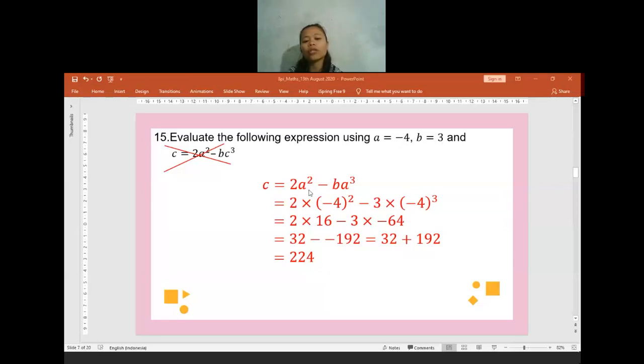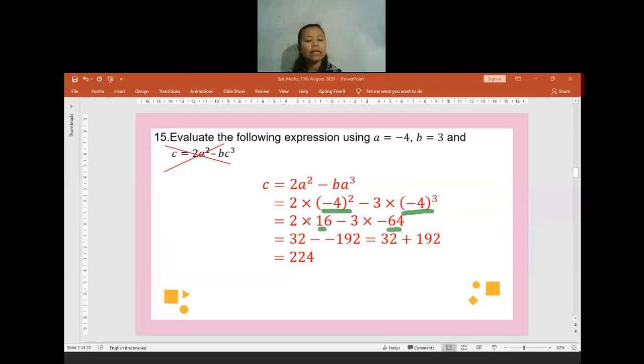So 2a square means 2 times a square. The a is equal to negative 4, so we can write it as 2 times negative 4 square. ba to the power of 3 means b times a to the power of 3. The b is 3, the a is negative 4, so it will be minus 3 times negative 4 to the power of 3. Remember BODMAS, we have to finish all the indices first. So we finish negative 4 to the power of 2 and also negative 4 to the power of 3. Negative 4 square equals 16, and then negative 4 cube equals negative 64.